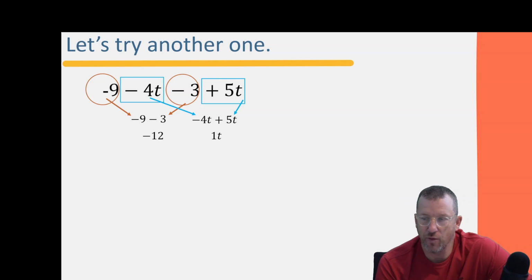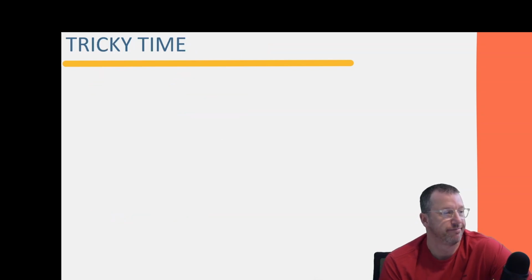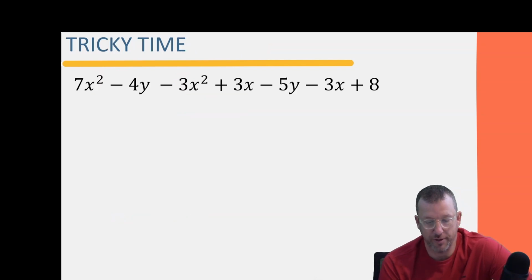Do we ever need to write 1t? No, all we write is t. 1t is the same thing as just t. So the answer is negative 12 and a positive t, or negative 12 plus t. Or you can put it in the other order, t, because it was positive, minus 12. Pretty simple, huh? Well, let's do that tricky one.